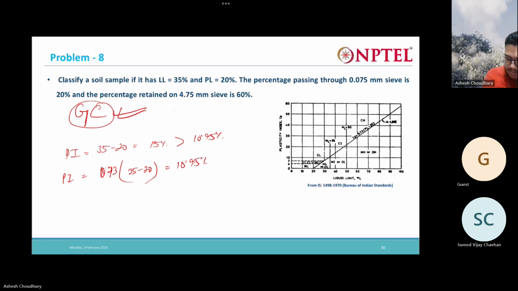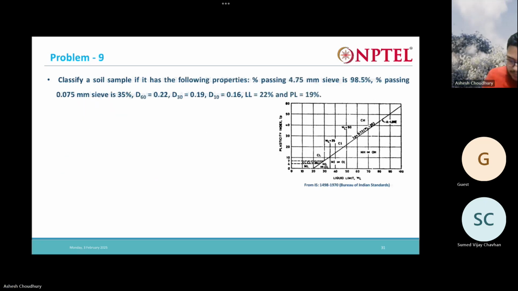Okay. Now try to do this. This is an important problem, a very critical problem. Classify a soil sample if it has the following properties. Percentage passing 4.75 mm is 98.5%. Percentage passing 0.05 mm is 35%. D60, D30, D10 are given. Liquid limit is given. Plastic limit is given.